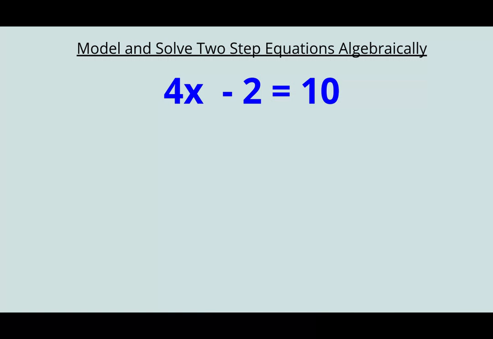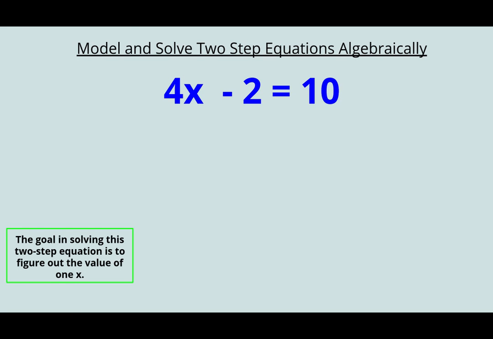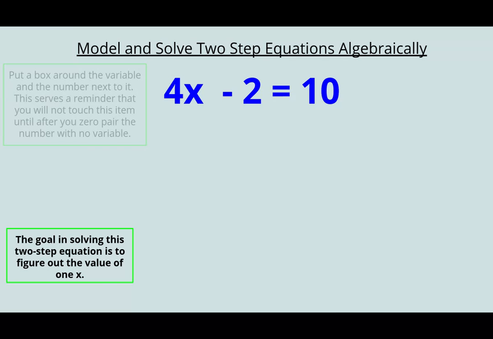Now let's move to solving it algebraically. This is the same equation, but now we're going to solve it algebraically, performing those same steps with just a couple of minor tweaks. Anytime you solve an equation, keep in mind what the goal is. The goal in solving this two-step equation is to figure out the value of 1x. This is the same equation that we just modeled and solved, but now I'm going over how you solve it algebraically, because this is the method that we want you to use.